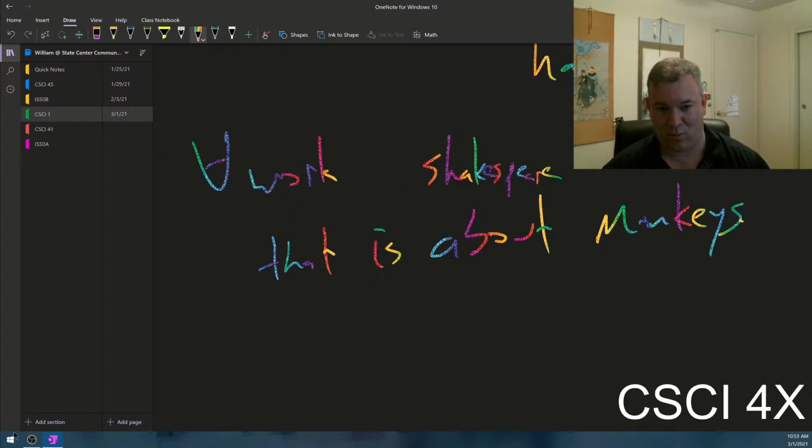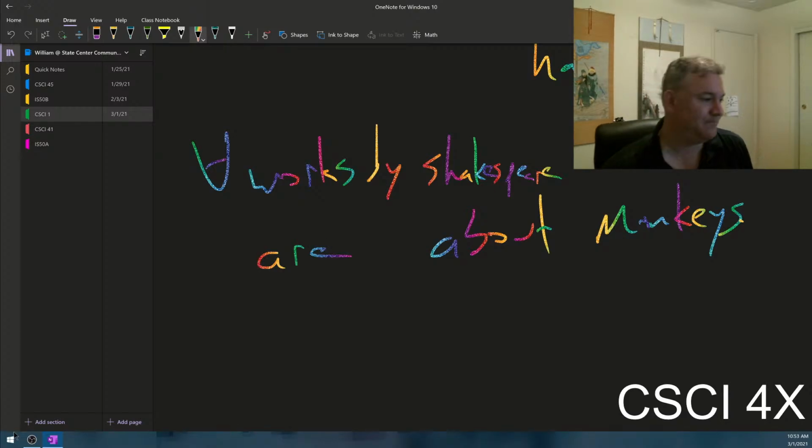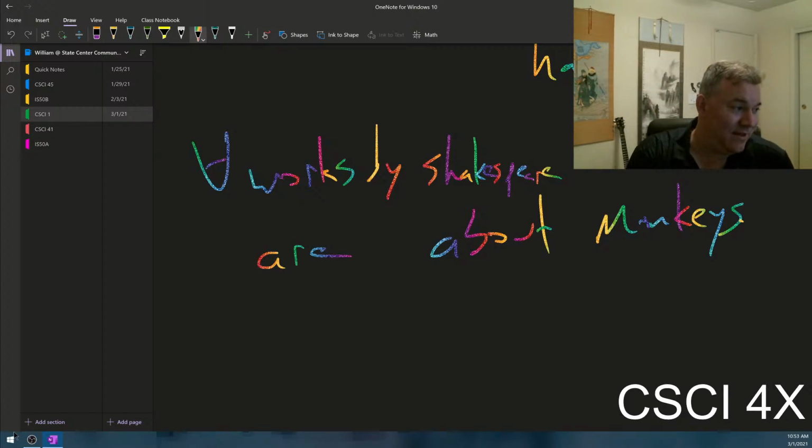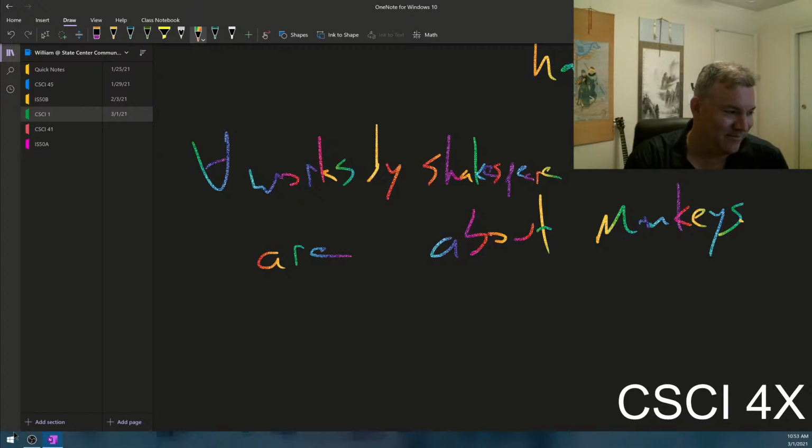All works by Shakespeare are about monkeys. The infinite monkey theorem in popular culture. Sure, yeah. I mean, there's a question like, could infinite monkeys write all the works of Shakespeare? But it's not a book by Shakespeare, right? It's a ghostwriter. The monkeys are pretending to be Shakespeare. Shakespeare's monkeys. That's funny.